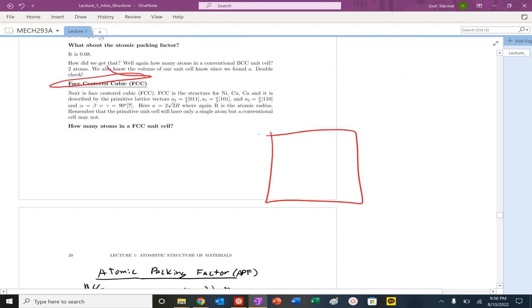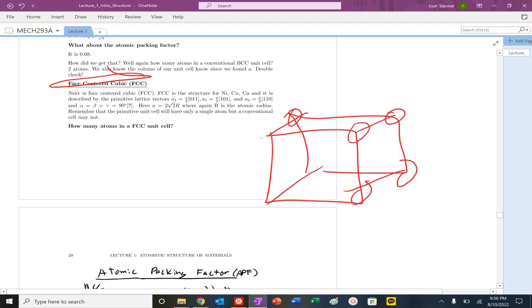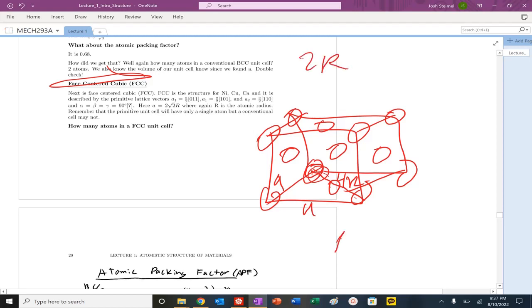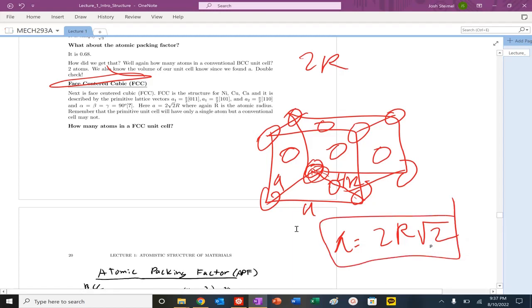Face-centered cubic. This is always kind of the nastier one to draw. So now, I always have my atoms at the corners, but now I have an atom at the center of each of the 6 faces of my cube. Again, if I look at this atom, these atoms here are touching. So this is 4r, this is 4r, this is A, this is A. So now, nearest neighbor distance is still 2r, but my A now has grown to 2r root 2. So this is even greater than the BCC structure. I'll go ahead and plug that in later.